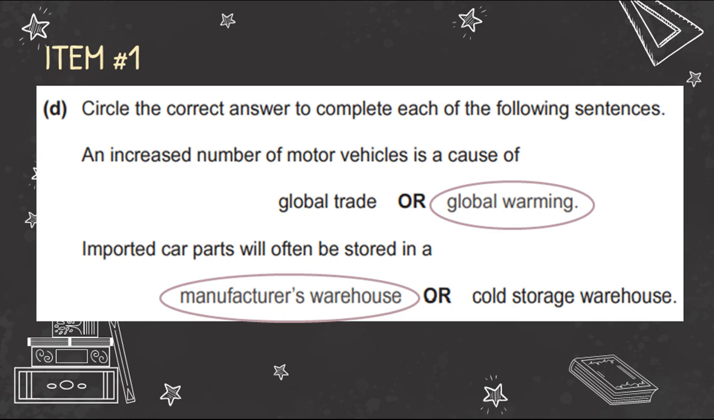So this item becomes tricky if you're not going to pay attention to the words, okay? So you have here the word cause. What is the cause of global warming? An increased number of motor vehicles. So that is the answer. It's not that the cause of global trade is the increased number of motor vehicles. It's not the correct answer. So global warming is because of the number of motor vehicles. That's why we have global warming.